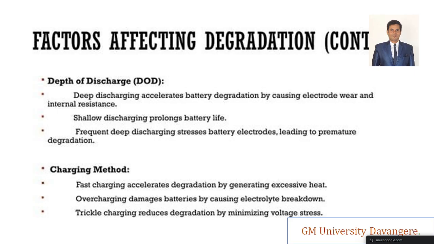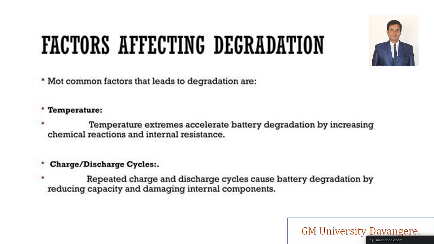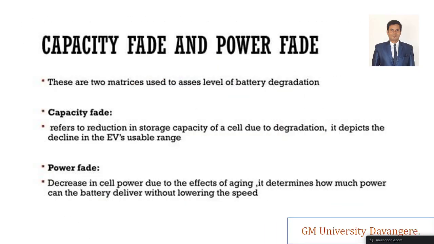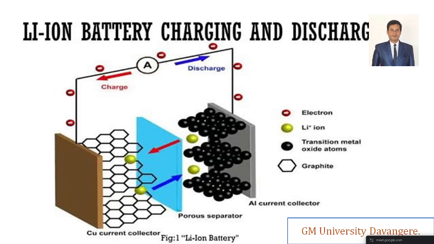If you do frequent deep discharging, frequently discharging and charging, that will stress the battery electrodes also. Frequent deep discharging should not happen, and you cannot have more stress on the electrodes, as that will lead to premature degradation. This is the concept we have studied: capacity fade and power fade, which the batteries suffer if you go for frequent deep discharging.